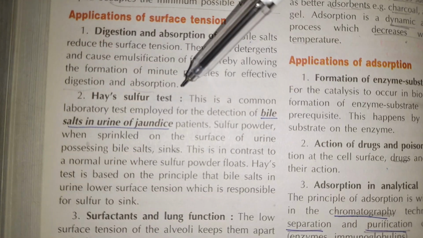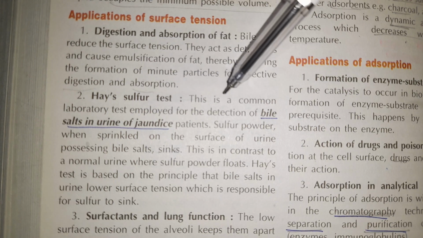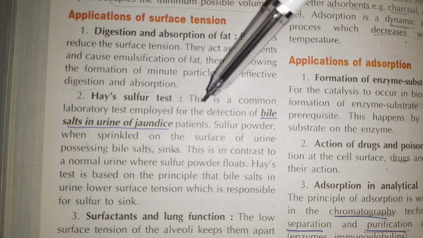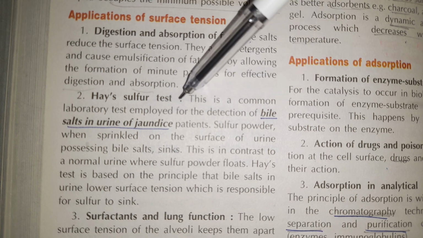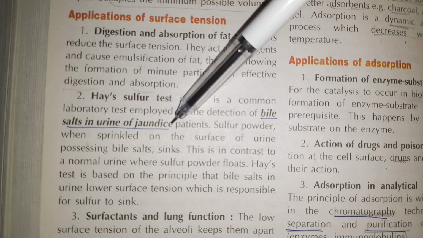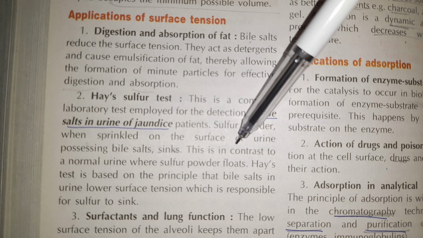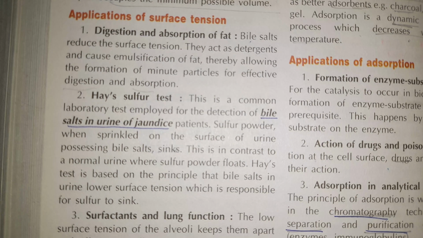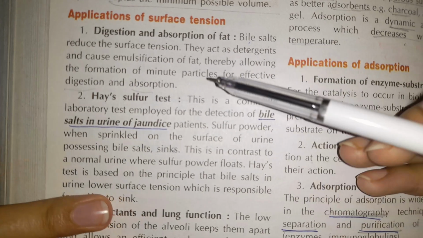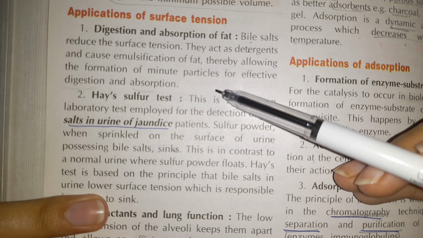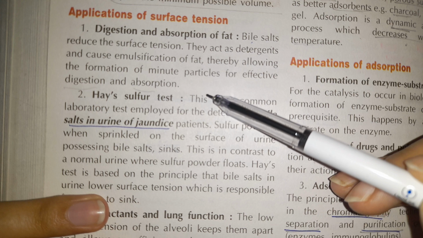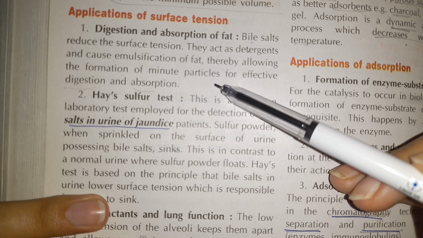Now we have a very important diagnostic test that we use in jaundice, and you will also study it in your practicals. This is a common laboratory test for the detection of bile salts in the urine of the jaundiced patient. We take the urine of a jaundiced patient and the urine of a normal patient. In the jaundiced patient, the bile will be present, and bile is known to lower the surface tension. So what will happen if there are bile salts?